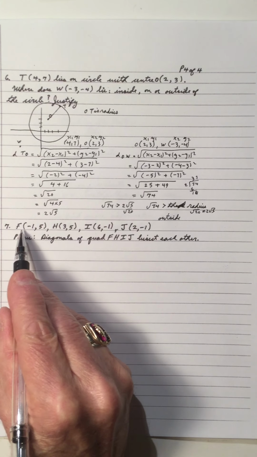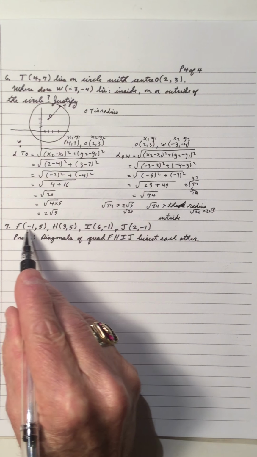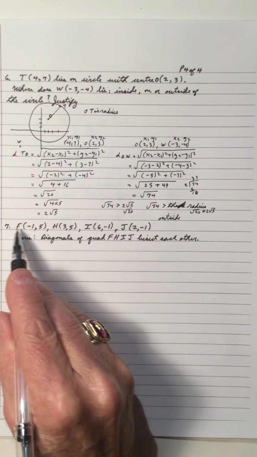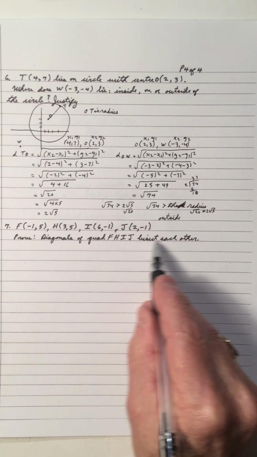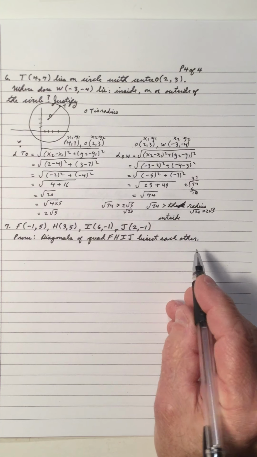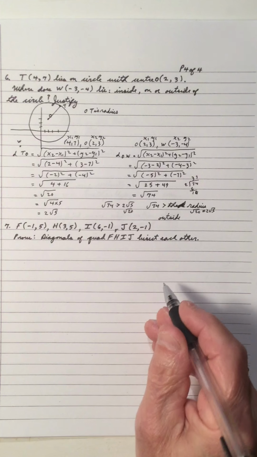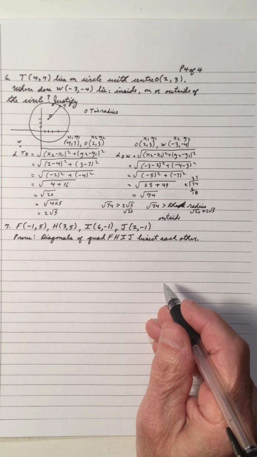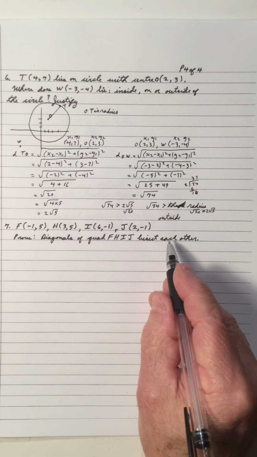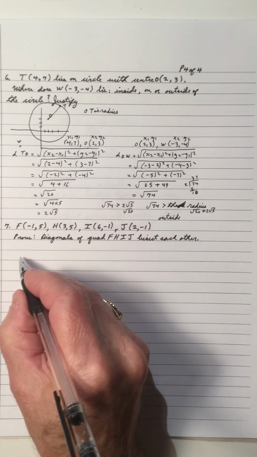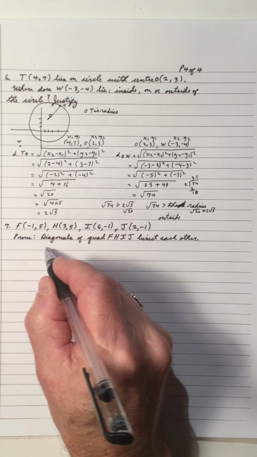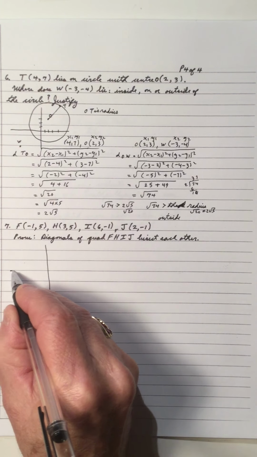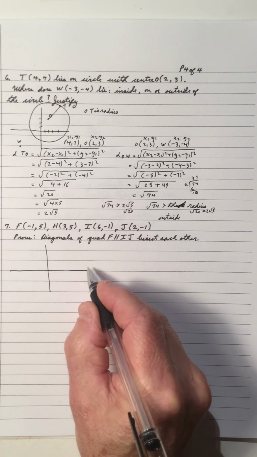Number 7. We have these coordinates of F, H, I and J. Prove the diagonals of a quadrilateral bisect each other. And we just did that on the previous proof. The diagonals bisect each other if they have the same midpoint. So let's draw the figure first so we can find out where the diagonals are, just to make sure.